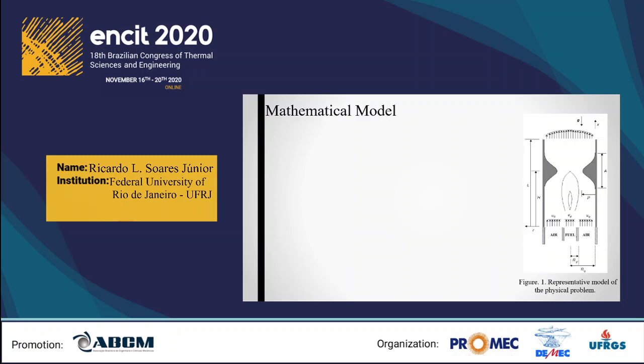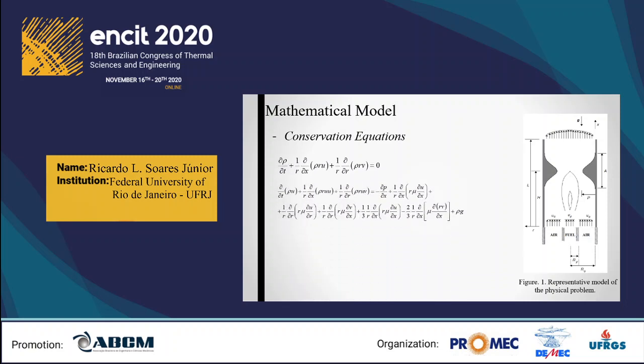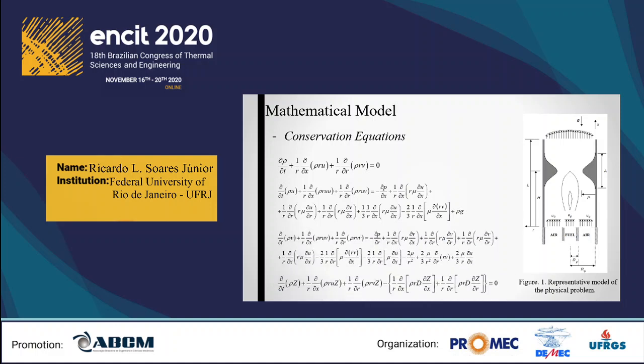Mathematical model. A sketch of the physical domain is shown in figure 1. Based on the physical domain, the reactive flow governing equations are written in the cylindrical axisymmetric coordinate system as continuity equation, axial momentum conservation equation, radial momentum conservation equation, and mixture fraction conservation equation. This last equation comes from the linear combination of the chemical species and the energy equation in order to eliminate the reaction terms. The governing equations were written under some assumptions.